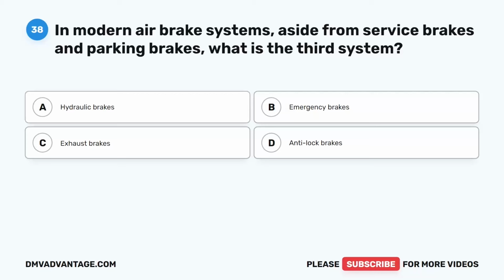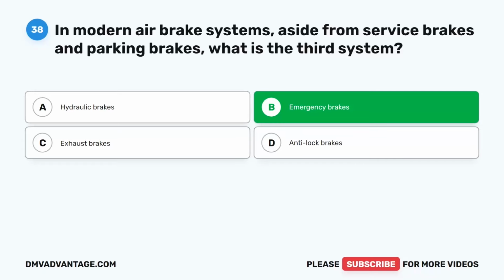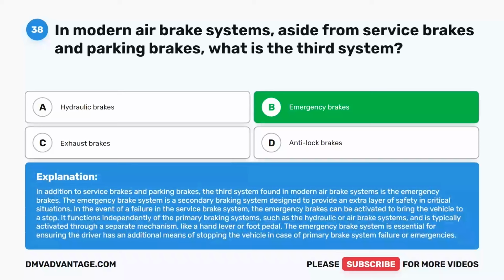Exhaust brakes, D, anti-lock brakes. The correct answer is B, emergency brakes. In addition to service brakes and parking brakes, the third system found in modern air brake systems is the emergency brakes. The emergency brake system is a secondary braking system designed to provide an extra layer of safety in critical situations. In the event of a failure in the service brake system, the emergency brakes can be activated to bring the vehicle to a stop.